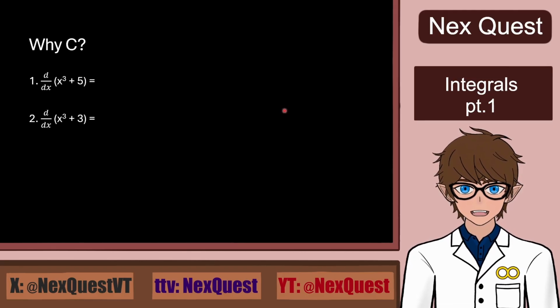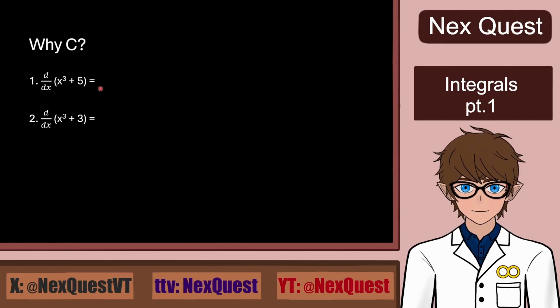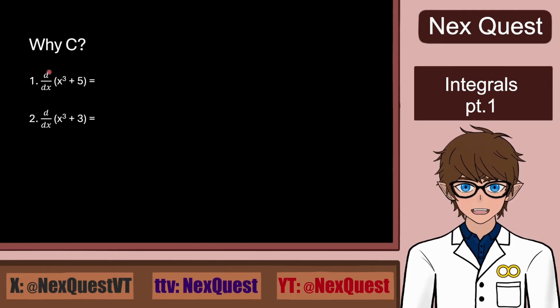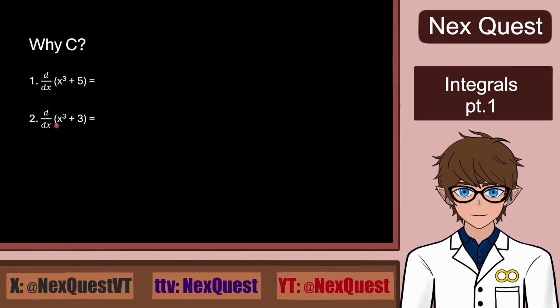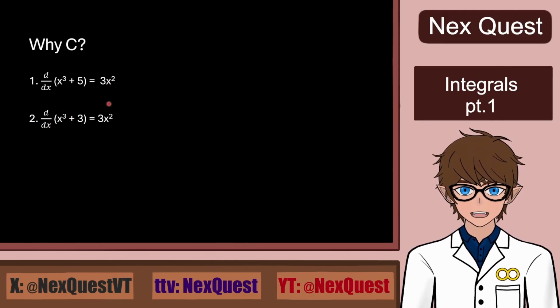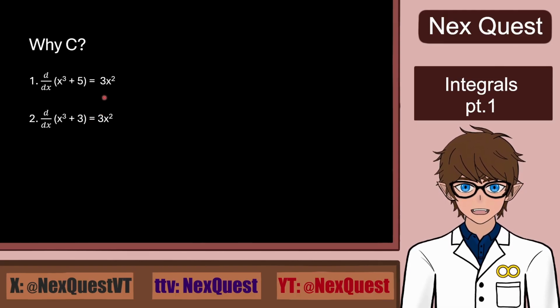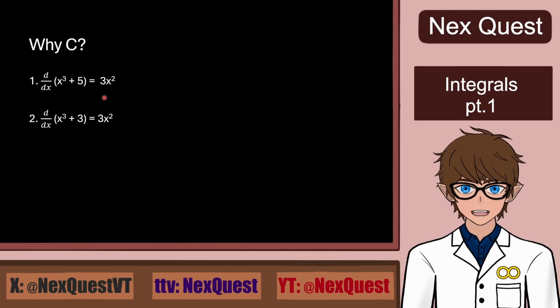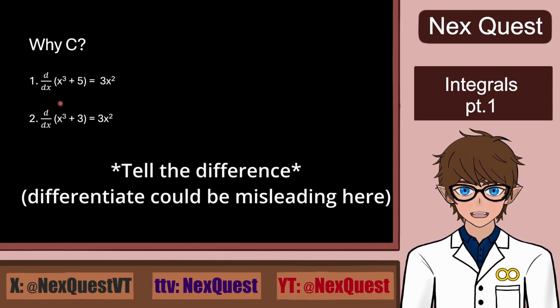So let's see an example of why we need c. We have two functions here that we will take the derivatives of. First is x cubed plus 5, and the second is x cubed plus 3. Using the power rule, we get the following. We see we get the same result, so we know that their slopes change the exact same way as x increases, but how do we differentiate between these two functions?